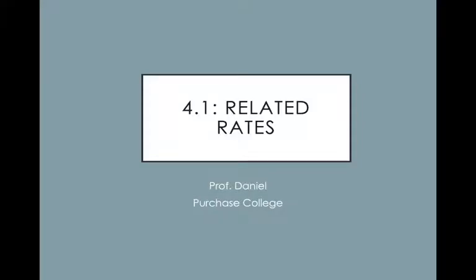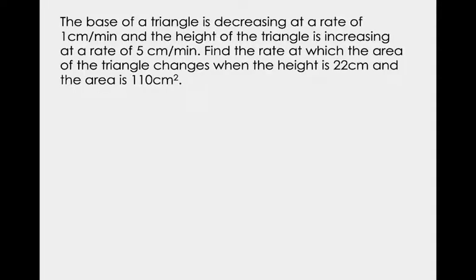All right, second example in related rates. We got a triangle this time. This tells us that the base of a triangle is decreasing at a rate of 1 centimeter per minute, and the height of the triangle is increasing at a rate of 5 centimeters per minute. So we want to find the rate at which the area of the triangle changes when the height is 22 centimeters and the area is 110 centimeters squared.